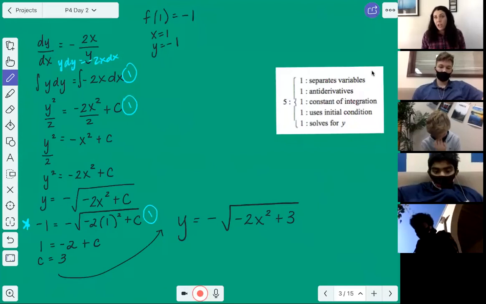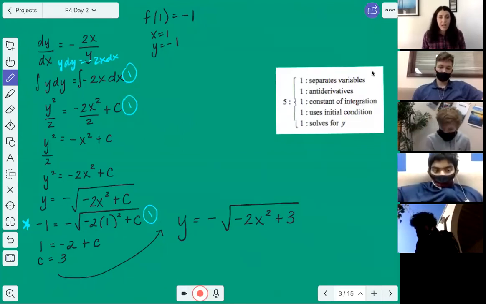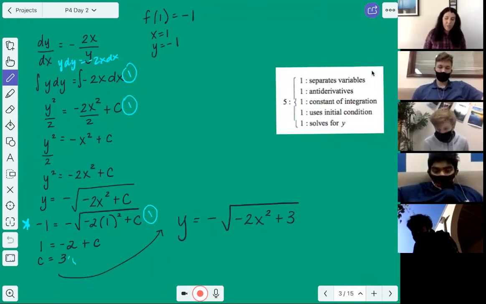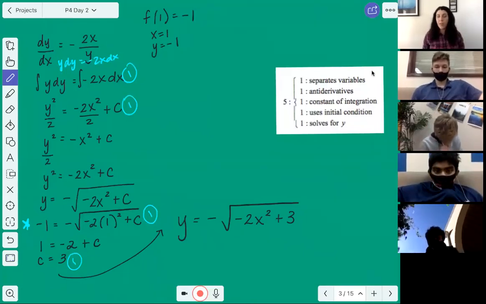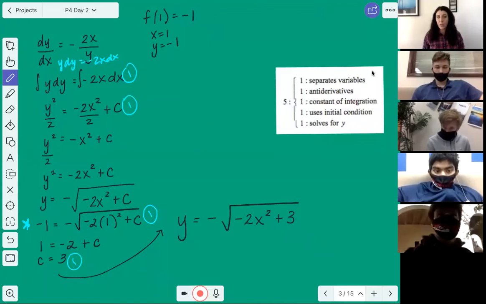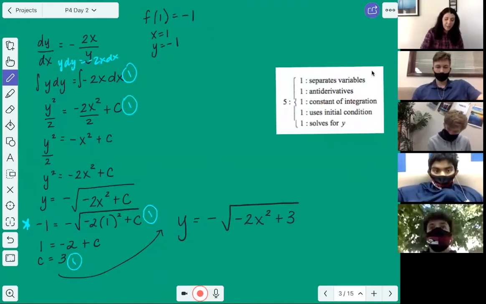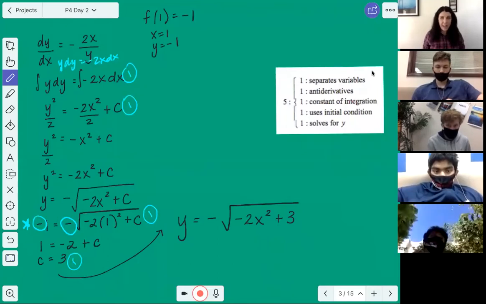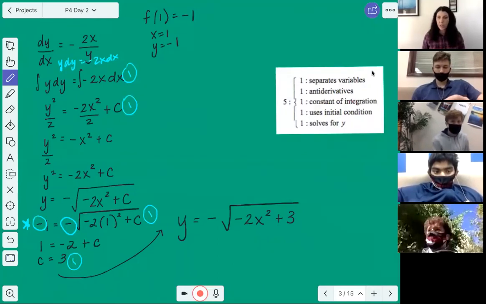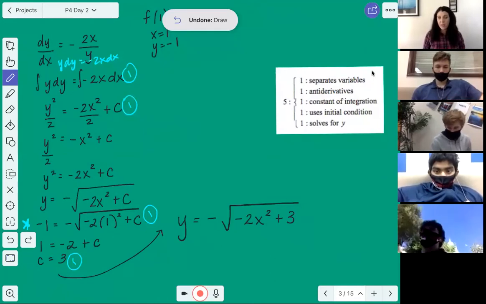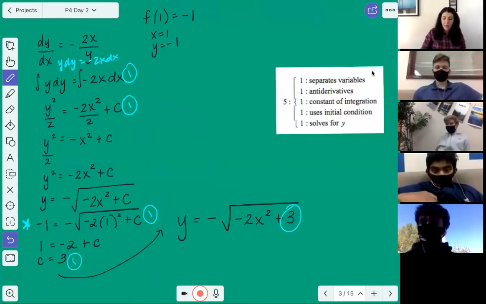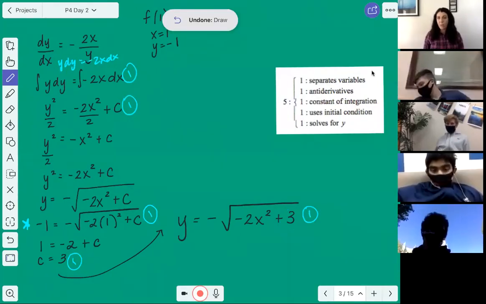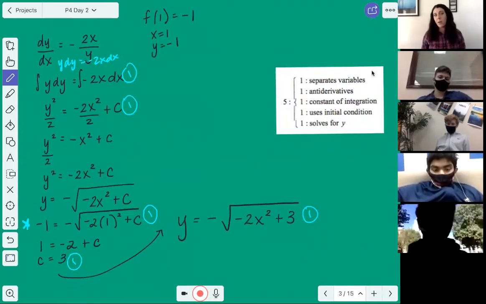Okay. Then you're going to go ahead and solve for c. So I got rid of the negatives on both sides, squared both sides. I got 1 equals -2 plus c, c equals 3. That's our next point. Solving for your c. Right now we have 4 points possible. Final step is to take c and plug it back into the equation that you simplified. Again, the reason it needed to be the negative is because that's the only way we could get a -1 on our initial conditions. So we have y equals the negative square root of -2x squared plus 3. This is us plugging in that 3. That's our 5th and final point. This question is worth 5 points. Any questions on any part of this?